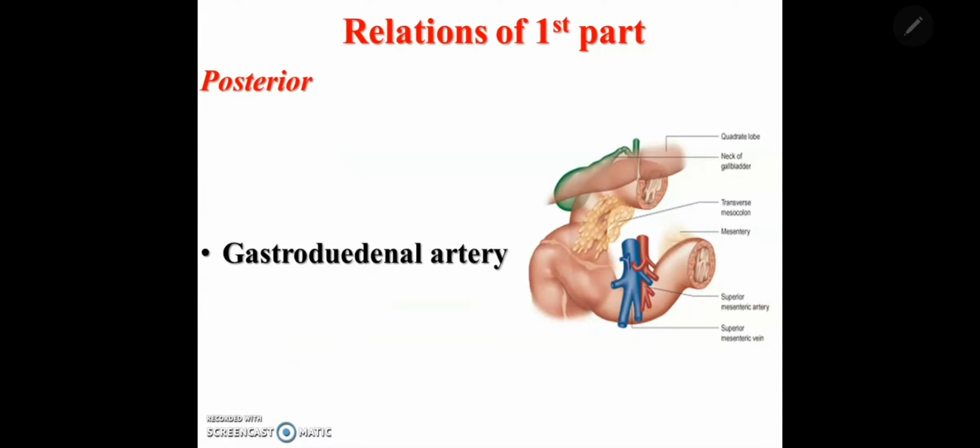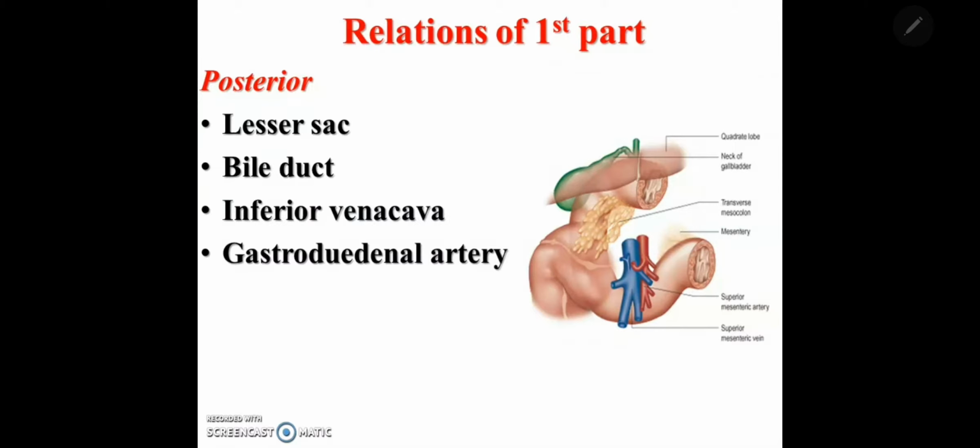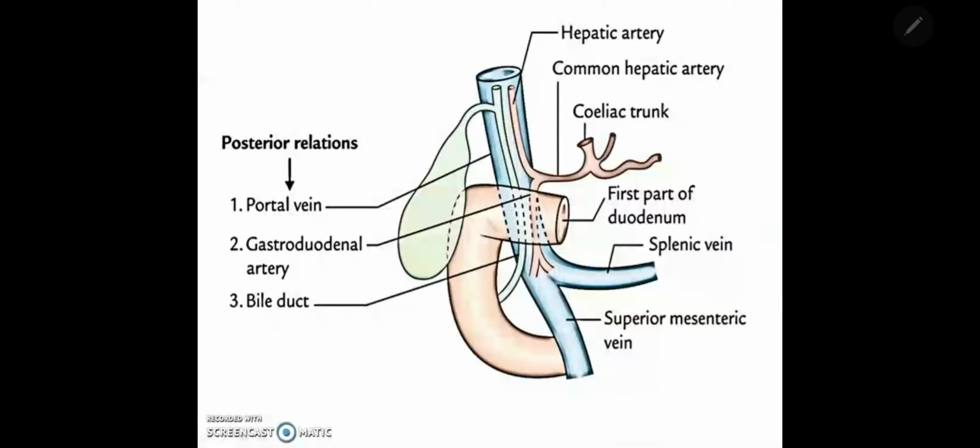And posteriorly it is related to the structures in the free margin of lesser omentum. Those are bile duct, inferior vena cava, portal vein, gastroduodenal artery, that is related there. So these are the structures you can see there. Anteriorly you can notice the gallbladder. Posteriorly you can see the portal vein, common bile duct, gastroduodenal artery, and on a more posterior plane you can see inferior vena cava also, because epiploic foramina lies between the portal vein and inferior vena cava.